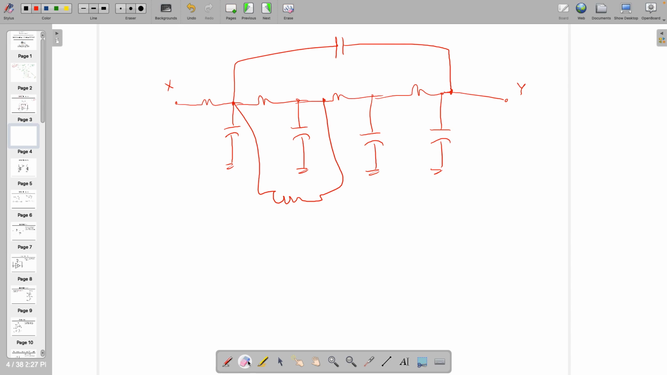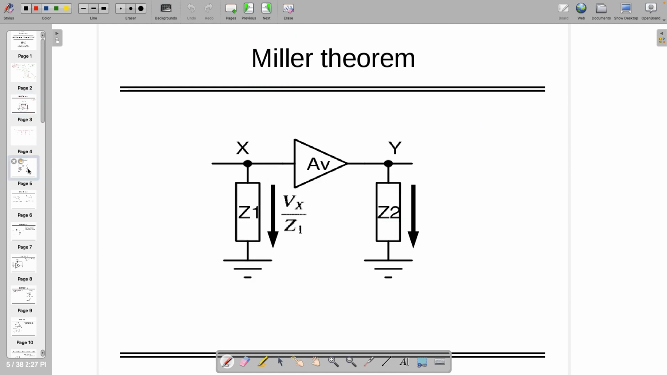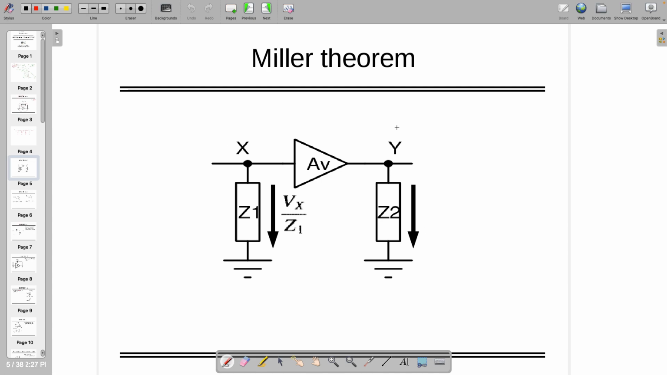So generally we want to have the pi network, which is relatively easy to solve. That's what Miller is saying: I am going to give you a network which looks like a pi network, and that pi network will be useful to determine where the poles or zeros are very easily. So what Miller says is, do not see this circuit like this one, but consider this circuit and this circuit are exactly the same.